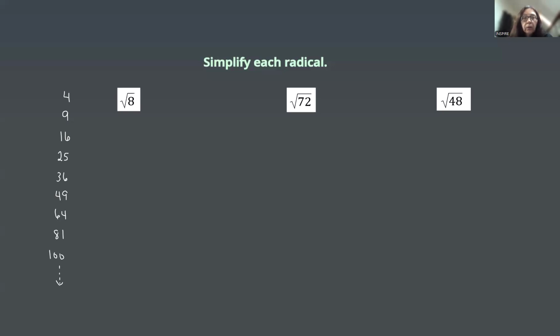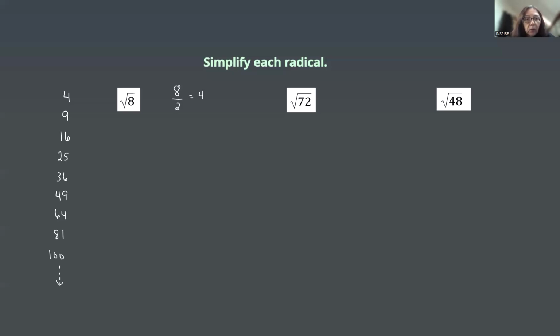radical. So let's take a look at an 8. Is 8 a perfect square? You always want to ask yourself that first. Well, no, it's not on the list of perfect squares. So the next thing you want to do is take the 8 and divide it by 2, and you get 4. Is 4 a perfect square?